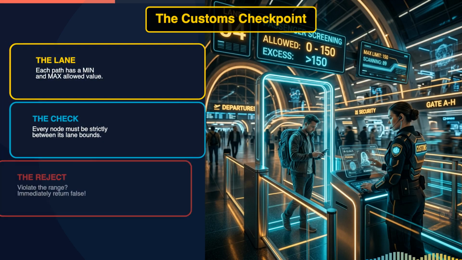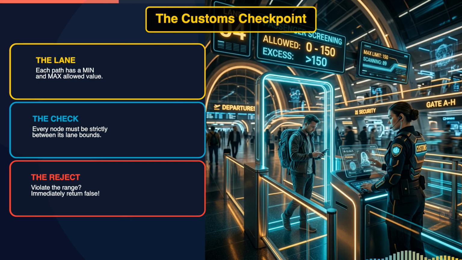Now, let us think of the perfect analogy. Imagine you are a customs officer at a very strict checkpoint. Every passenger passing through your lane must carry a number that is strictly between the minimum and maximum allowed values for that lane. When a passenger moves left, you lower the maximum. When they move right, you raise the minimum. If at any point a passenger's number violates the range, they are rejected immediately. This is exactly how we validate a BST, by passing down valid min and max boundaries at every single node.